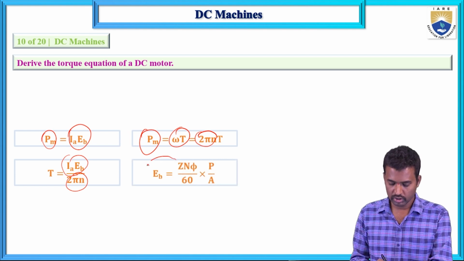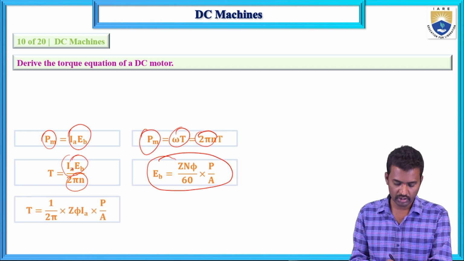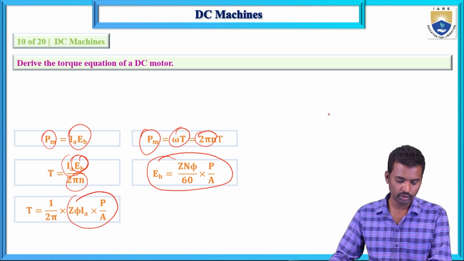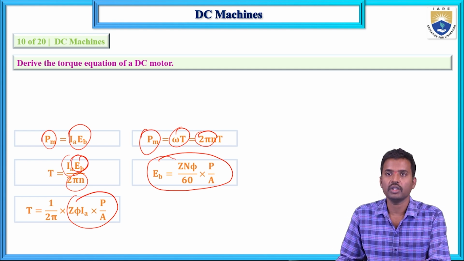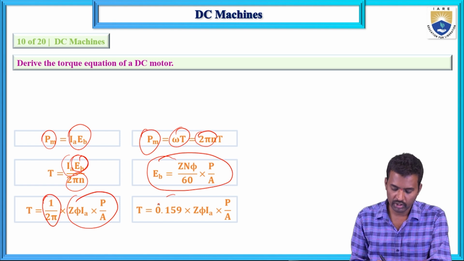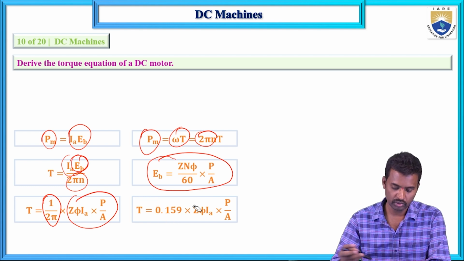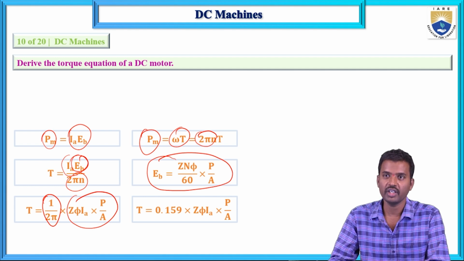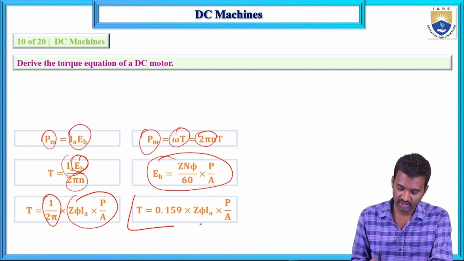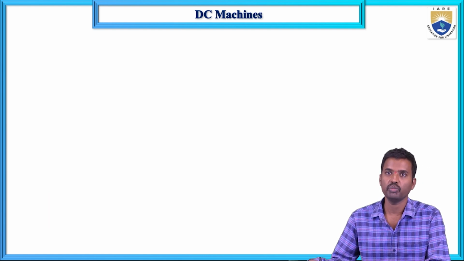Next, EB equals Z N phi by 60 into P by A. If you substitute this for EB, the N gets cancelled, and torque equals 1 by 2 pi into Z phi IA into P by A. 1 by 2 pi is 0.159. So the final equation is T equals 0.159 Z phi IA into P by A. This is the torque equation of DC motor. This derivation is important.